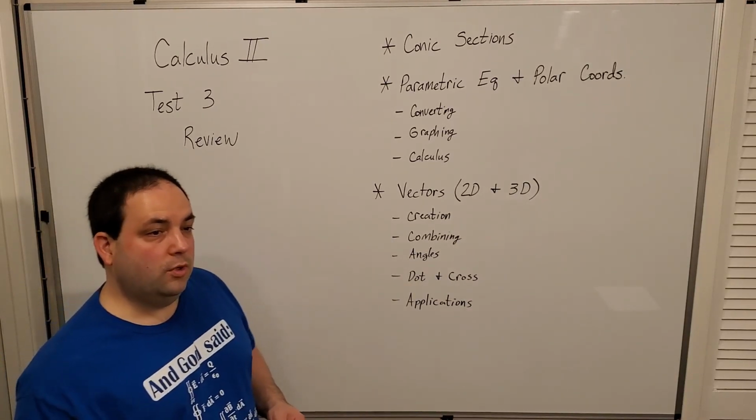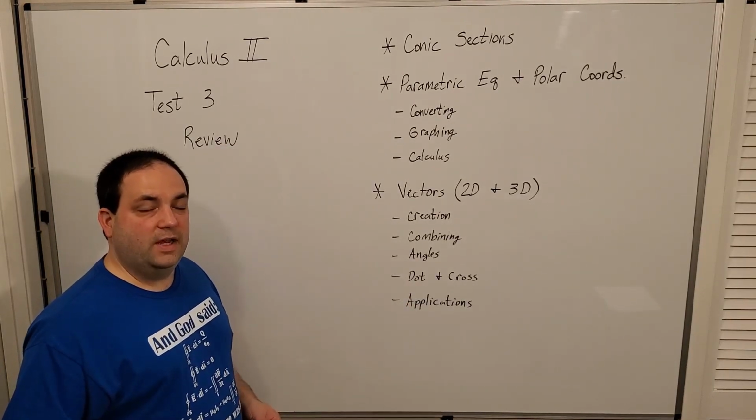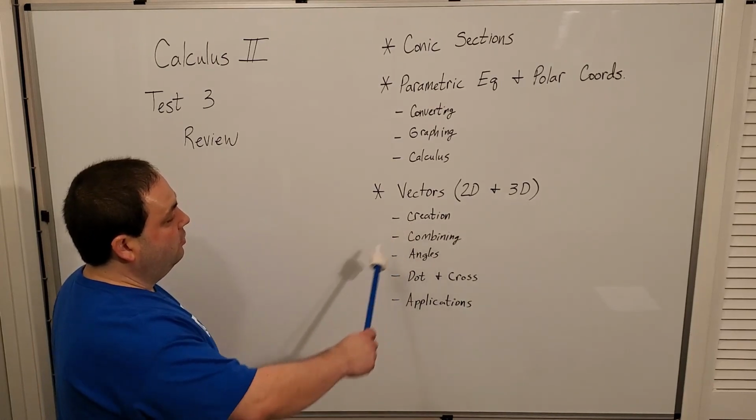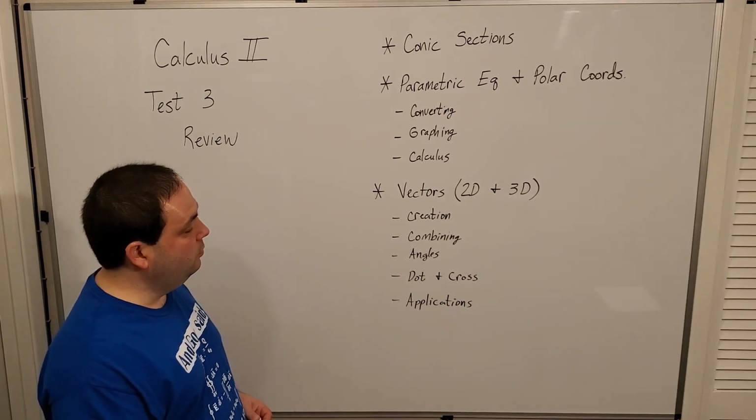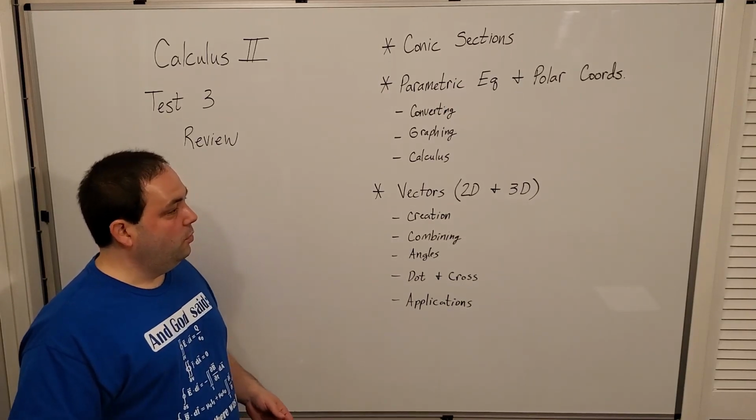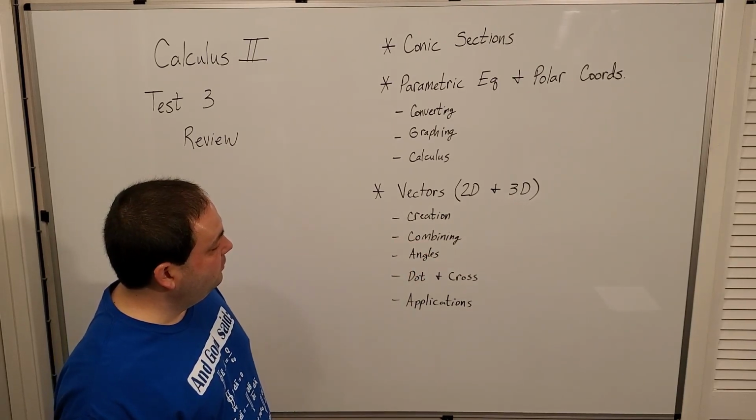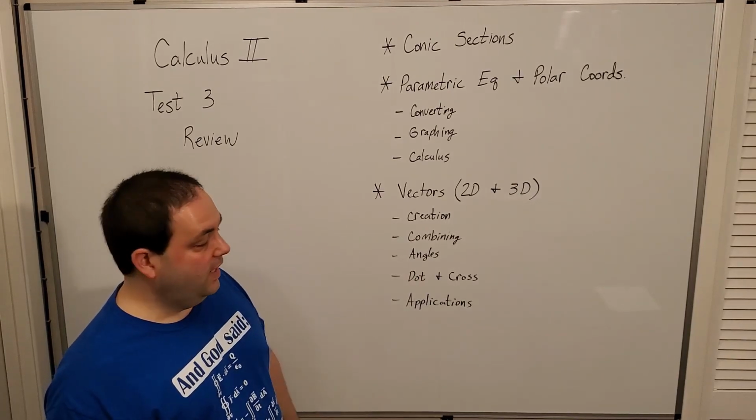Okay, then we have a unit on vectors. And in this case, we're building up for multivariable calculus. So you need to be able to do vectors in either 2 dimensions or 3 dimensions. Being able to create them, from sight or from description, whatever. You need to be able to do all of the arithmetic of combining and resolving vectors. You need to be able to find angles of a single or between 2 vectors.